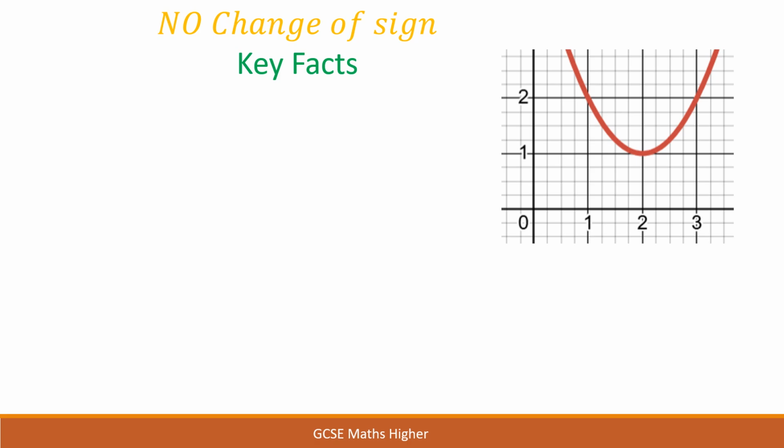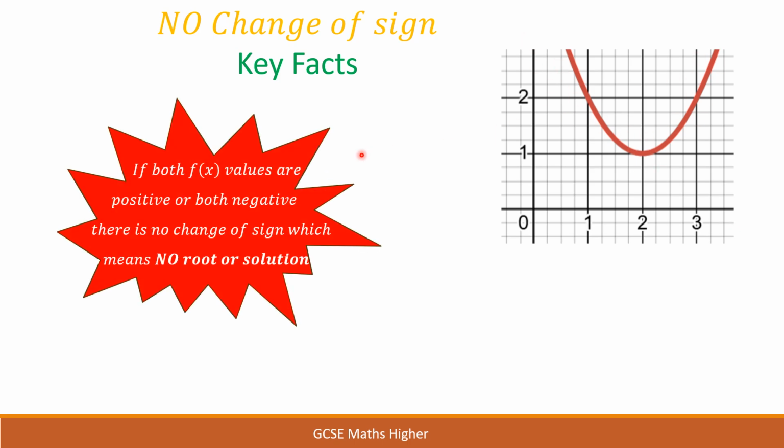Now sometimes when you've been given values, you won't get a change of sign. So when you're looking at a graph like this, a quadratic graph, you can see there is no root because this graph is above the x-axis. So the graph does not cross the x-axis, so there is no root or there is no solution.